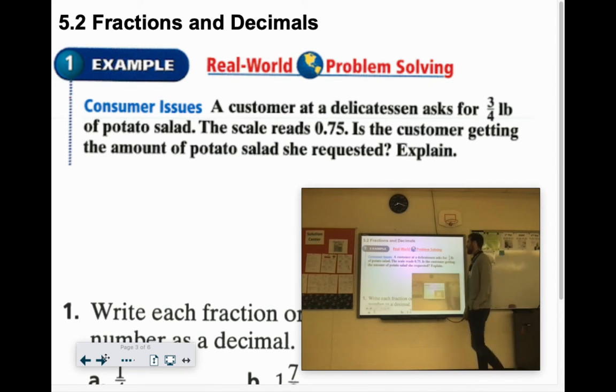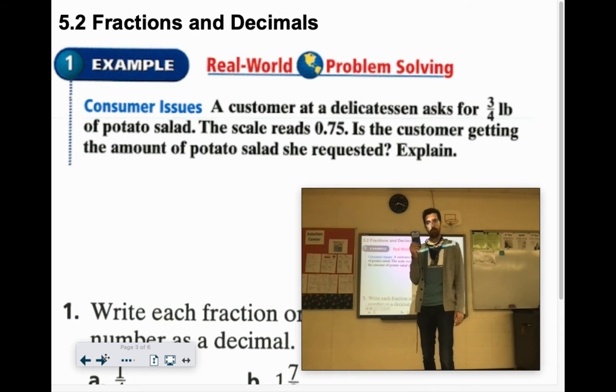Oh yeah, fractions and decimals. A customer at a delicatessen asks for 3/4 pound of potato salad. The scale reads 0.75. Is the customer getting the amount of potato salad she requested? Explain.